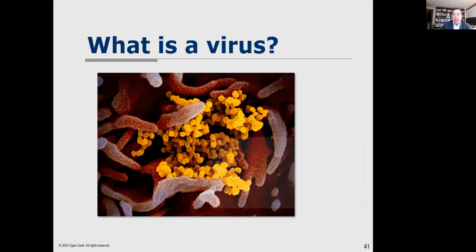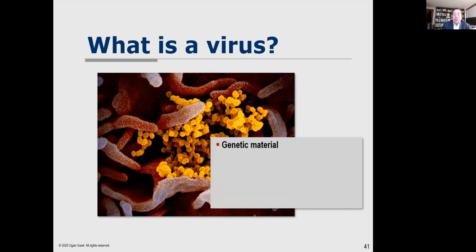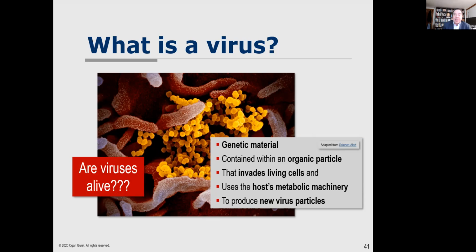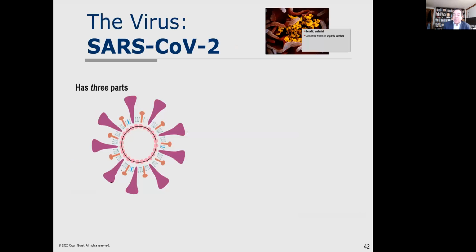So what is a virus? A virus is a package of genetic material. It is contained within an organic particle that invades living cells and uses the host metabolic machinery to produce new virus particles. So notice that I didn't say that the virus is a living organism. In fact, the question is, are viruses alive? And that's a very important question when it comes to how we kill viruses, because if something is not alive, then technically you cannot kill it. So we'll address that important point shortly.